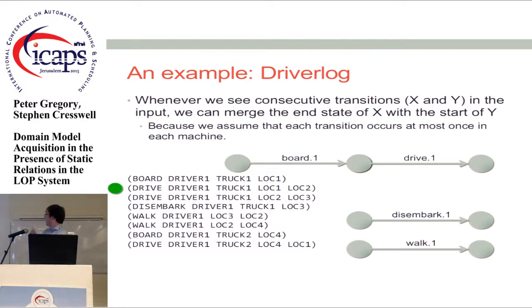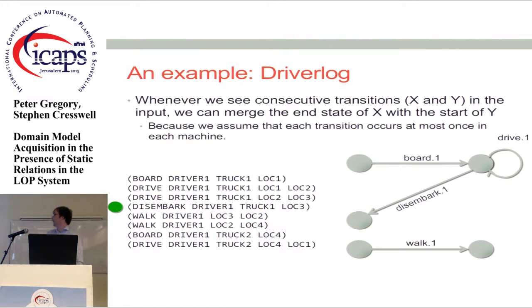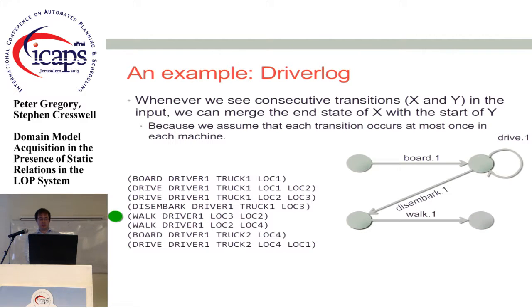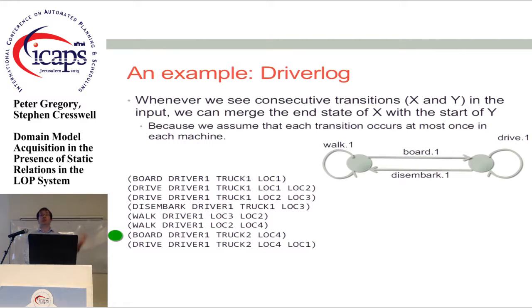Okay, so we can now say, well, this means that the end state of board is the start state of drive. And then we see another drive, so we can say, well, the end state of drive must be the start state of drive. So that means we got a little loop. Okay, then we see a disembark. Okay, so that means that after a drive, you can disembark something. Okay, and we keep doing this. And then we end up with this state machine. And finally, after we've walked somewhere, we can get into a different truck, which makes this merge happen.